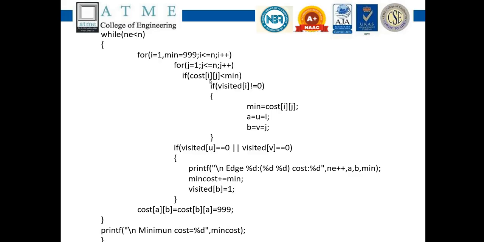Now we'll start with cost of ij. What is cost of ij? That has been given in a matrix. So if that is less than the minimum we have taken as 999, then if it is not visited, we will assign that particular minimum to cost of ij.